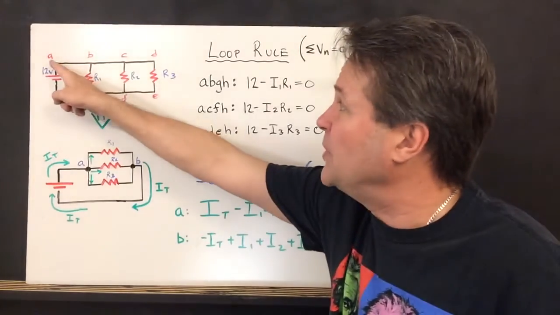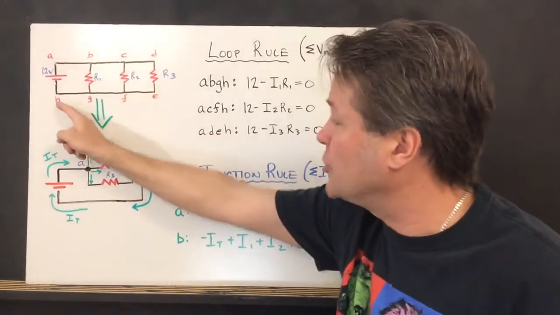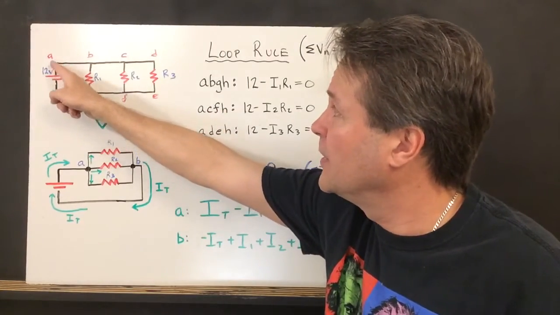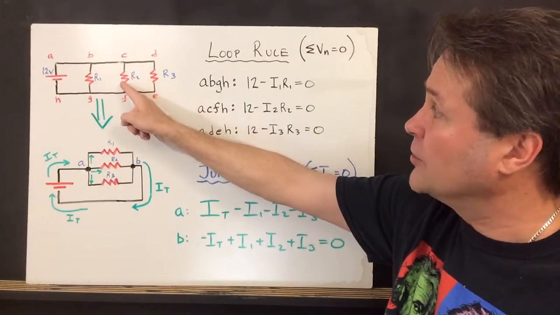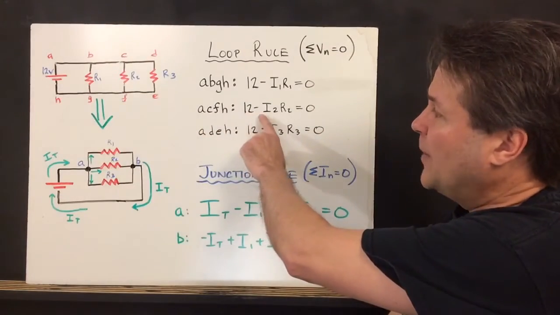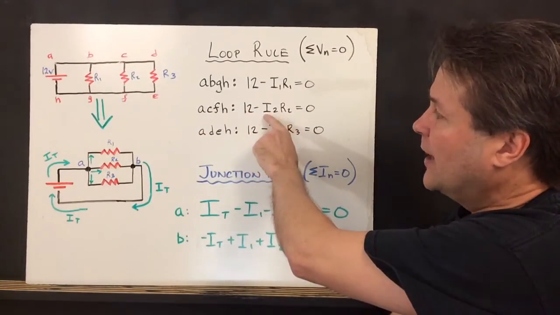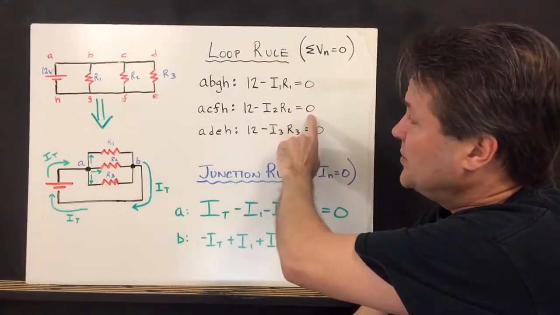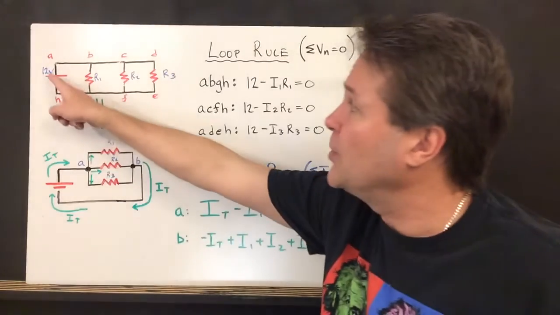Now the second loop would be ACFH. So ACFH, we start off with 12. We have R2 and back to the 12. So 12 minus I2R2, where I2R2 is equal to V2, is equal to 0.